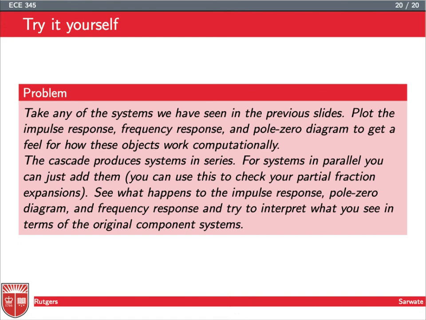Another thing is the cascade that we talked about before is a series combination of systems, but you can also think about systems in parallel with an adder, a summer at the end, and then you can also just use the plus sign in MATLAB to add two systems. So why don't you try adding H1 and H2 and then seeing what happens to the pole zero diagram and the impulse response and the frequency response.